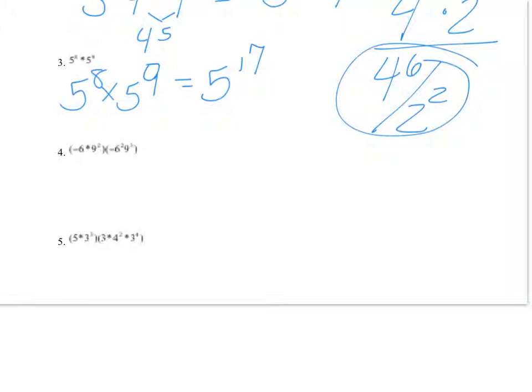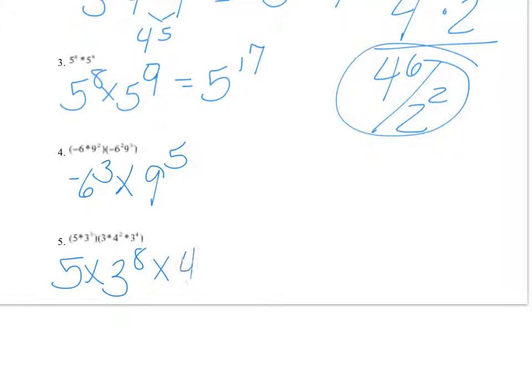So in 4, we're going to combine the 6's, and we're going to get negative 6 cubed times 9 to the 5th power. It does not matter if you have 9 to the 5th or the negative 6 cubed first. As long as both pieces are there, you're fine. For 5, we have bases of 5, 3, and 4. The 5 doesn't have anything to combine with it. The 3 is going to change to the 8th power, and the 4 will become 4 squared. The 4 actually didn't have anything to go with it either, so it just carries down along.